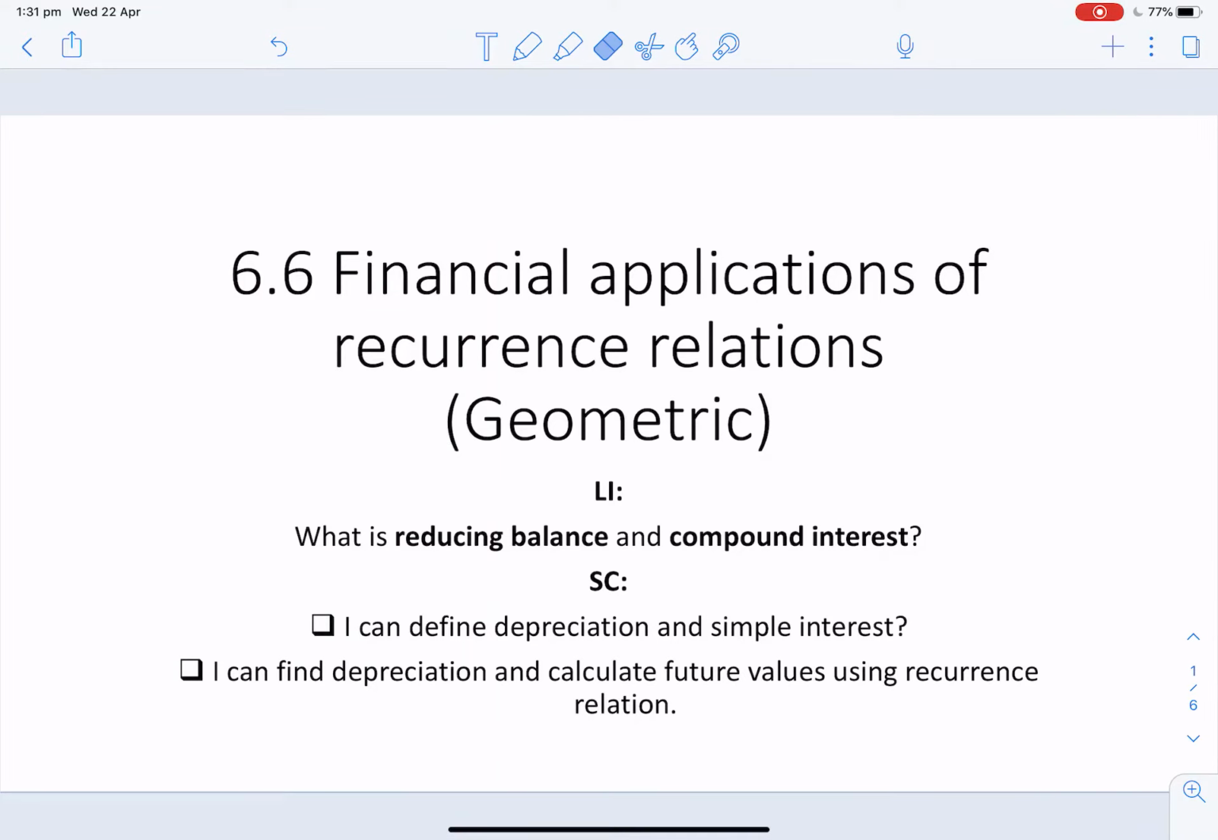6.6 Financial Application of Recurrence Relations, Geometric. This is the second in two videos, the first being arithmetic and this one now, geometric. What is reducing balance and compound interest?